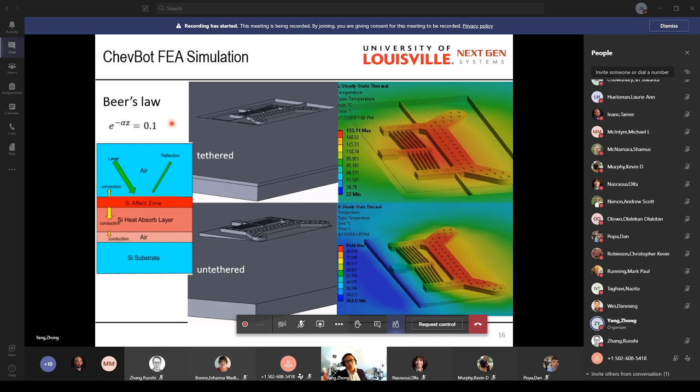But the FEA is hard for simulating the optothermal part. We have to make some simplifications and assumptions. So our starting point is Beer's law. Beer's law basically describes, when the laser shines on a material, how deep the effective area is. Through Beer's law, we can calculate that the effective zone at the surface of the microrobot structure is normally about 3 microns. So we set this part as a heat source, and we put it into our simulation as part of the boundary conditions.